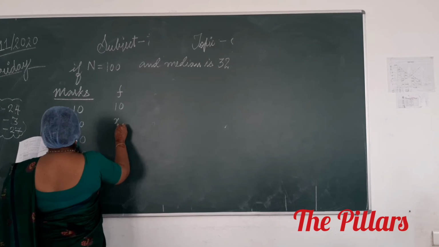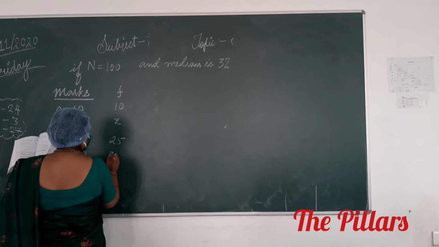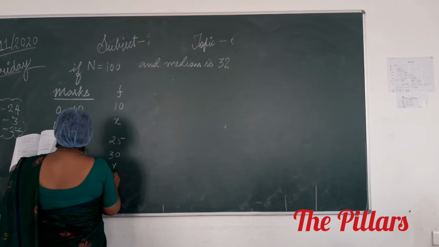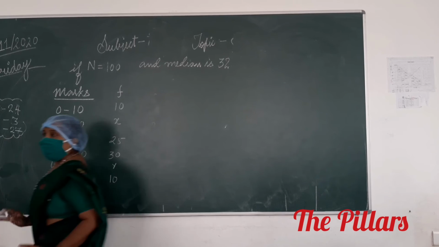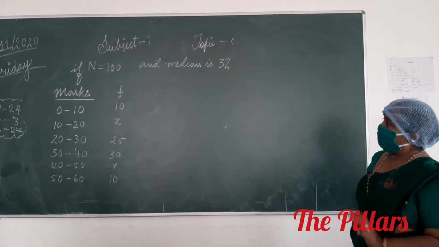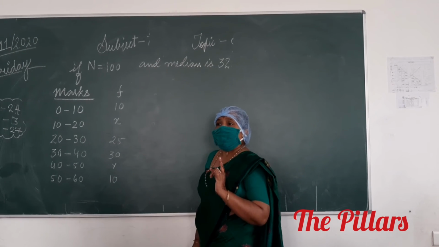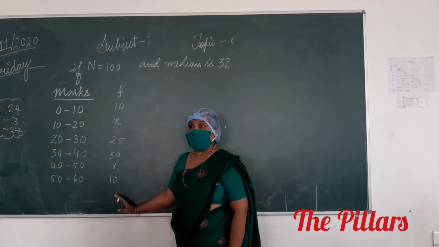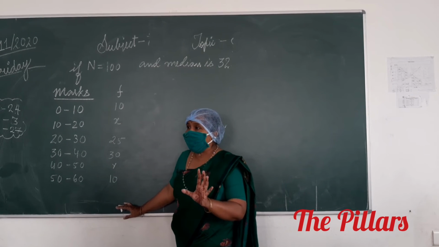This is X. This is 25. This is 30. This is Y. And this is 10. Frequency is... Have you completed yourself? No, 100. Median is given to you now. Median is how much? 32. And the sum of the frequencies is also given to you. Now, we need a cumulative frequency table here.